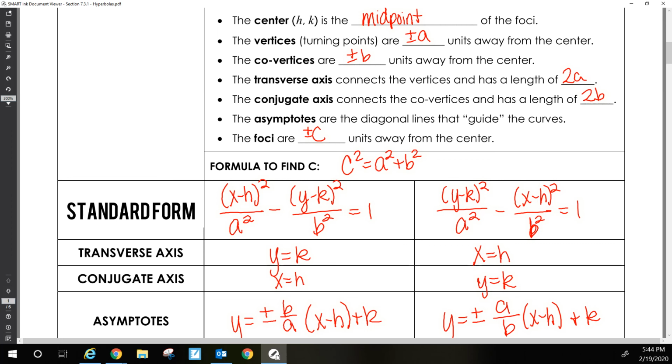On the next video, we're going to start graphing hyperbolas, and we're going to have lots of fun.